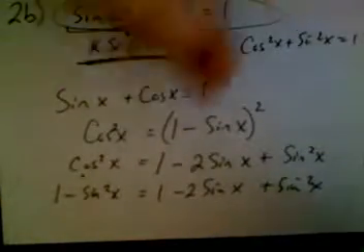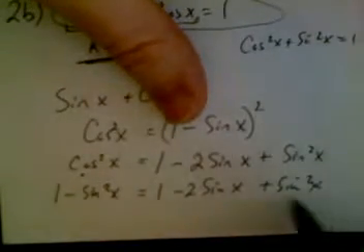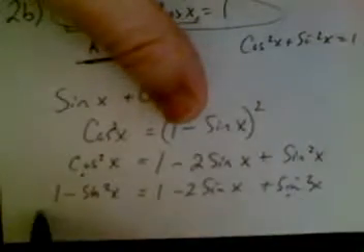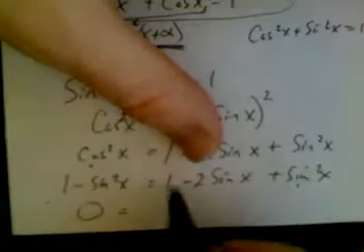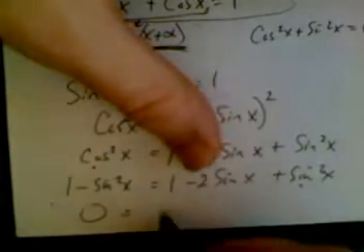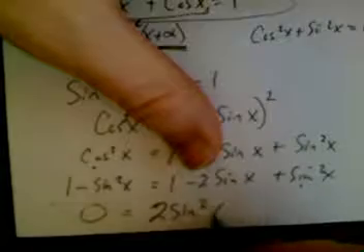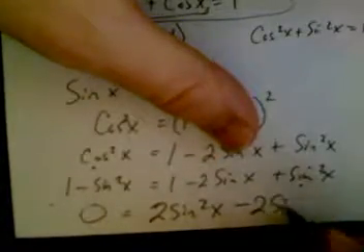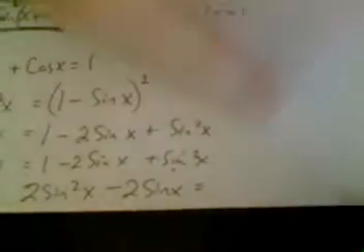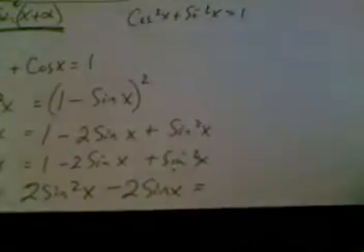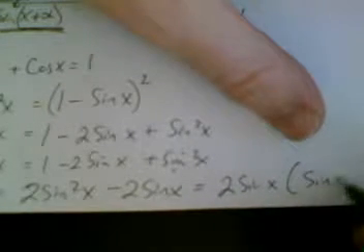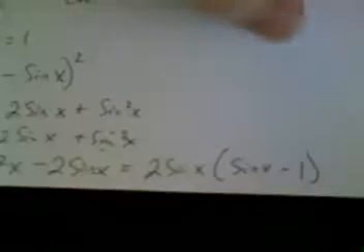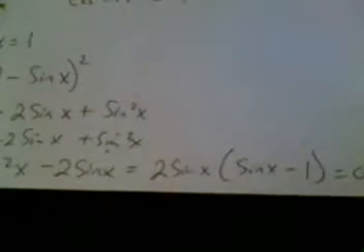The way I'm going to do that is I'm going to add sine squared x to this side and add sine squared x to this side, and I'm going to subtract 1 from both sides. That's going to give me 0 is equal to, the ones are going to cancel out, I'll be left with 2 sine squared x minus 2 sine x, by factoring this problem. Again, back to factoring. If we can see it, we might as well do it. I'm going to factor out a 2 and a sine x, and that's going to give me sine x minus 1. This is all supposed to be equal to 0.